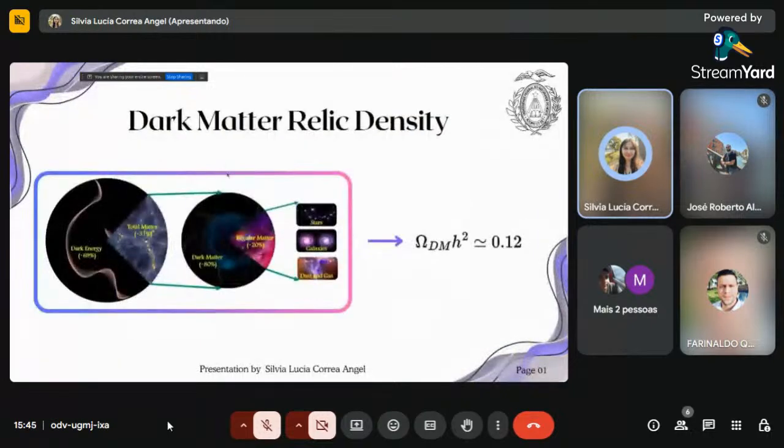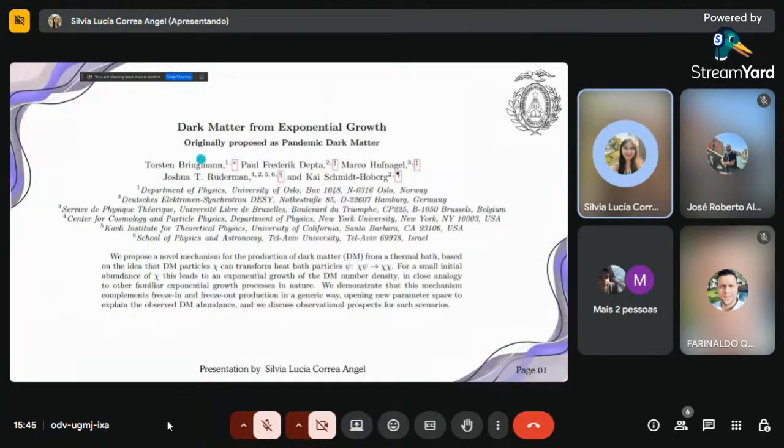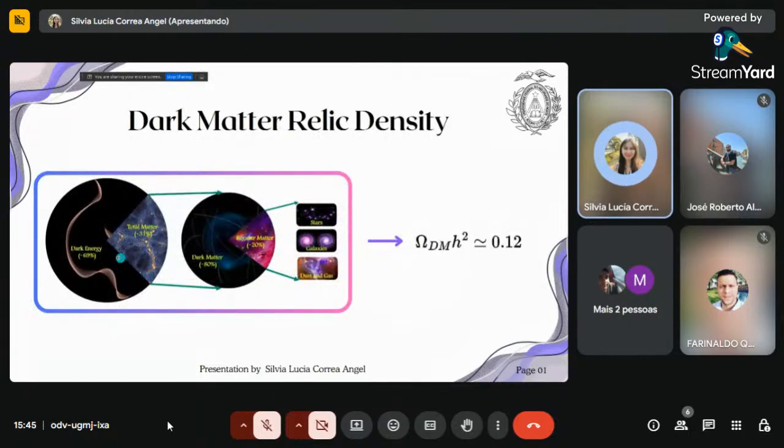This is how it looks, the first page. They are proposing a novel mechanism to produce dark matter from a thermal bath, which I will explore during this presentation. As you know, the dark matter relic density is calculated from many observations, and we have this value, which is 0.12.